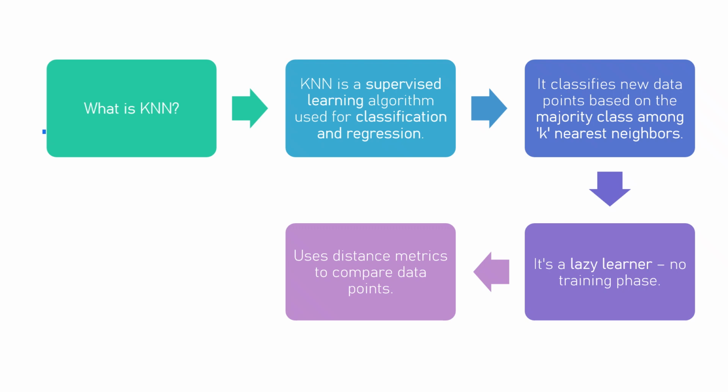From this definition, we come to know that it falls under the category of supervised learning. It is used for classification and regression, and the major role played by KNN is to find the nearest neighbor points to make the prediction. Even though the process is very slow and does not require any training phase, all the predictions are made using distance metrics compared with the nearest data points. This is the logic behind KNN.